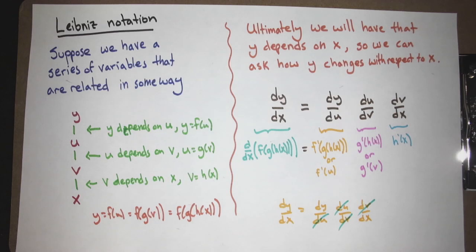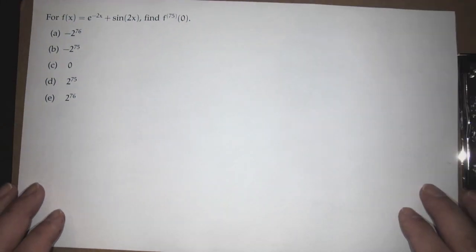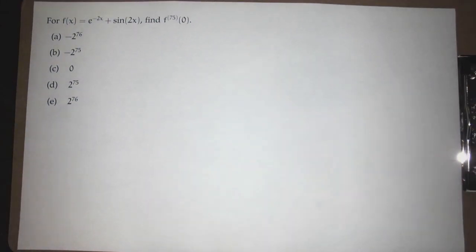All right. We have a couple minutes left. Let's try our cool down multiple choice problem. Not too bad. All right. f of x equals e to the power negative 2x plus sine of 2x. And the question is, what is the 75th derivative when you plug in 0? You have a couple of options. And spoiler alert, we don't want you to take 75 derivatives. So you want to do something else.